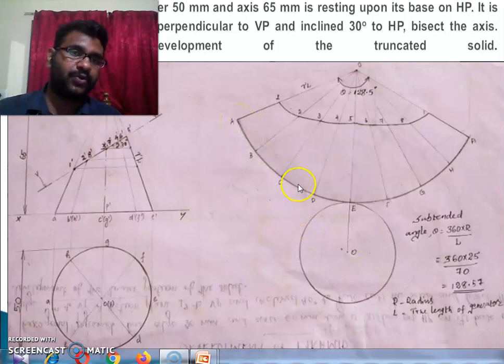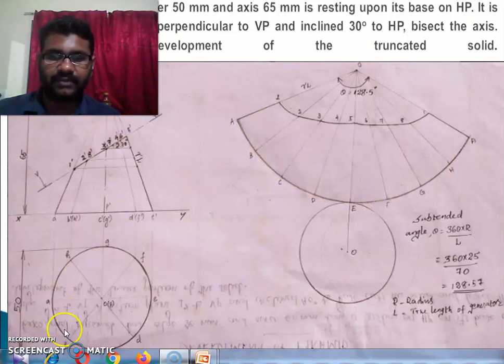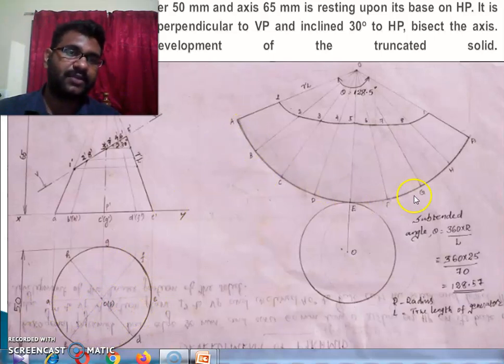Then you locate all the points. Initially you draw the arc with O as center and OA as radius, and complete this arc up to point A. Then you locate points B, C, D, etc. on this arc such that the arc length AB equals the length measured from the base circle. When you divide the circle into 8 equal divisions, the arc lengths AB, BC, CD, DE, EF and so on are all equal. You measure that arc length and locate points B, C, D, etc. on this arc with A as center.